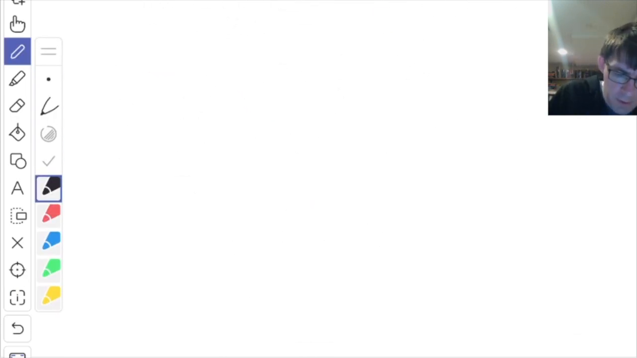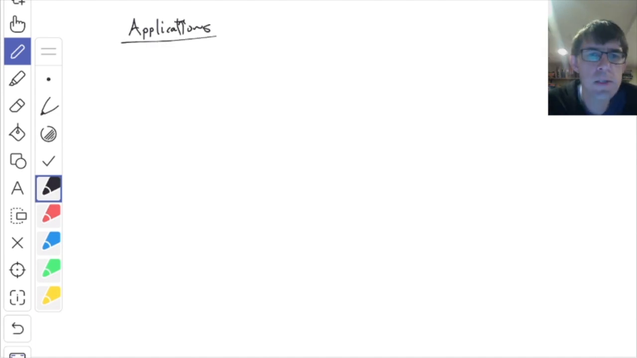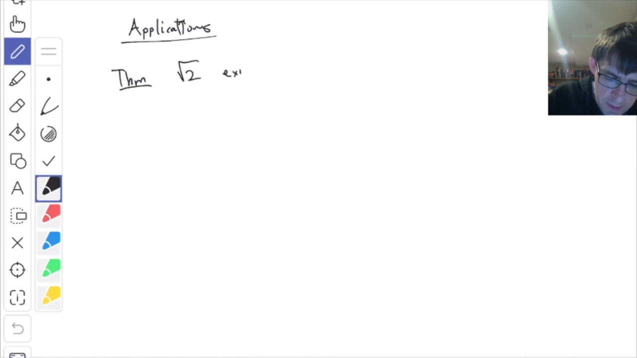So here are two quick applications, you might say. Not exactly applications to your own everyday life, but applications of the intermediate value theorem. Here's the first one. I'll write this as a theorem. The square root of 2 exists.